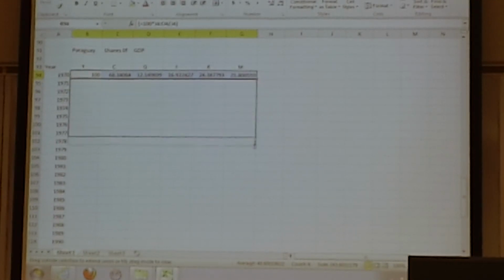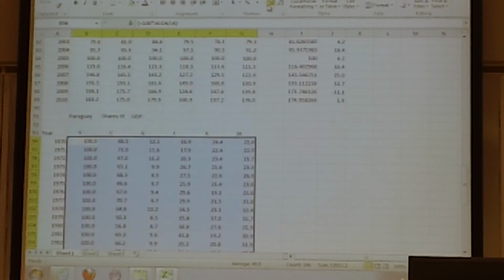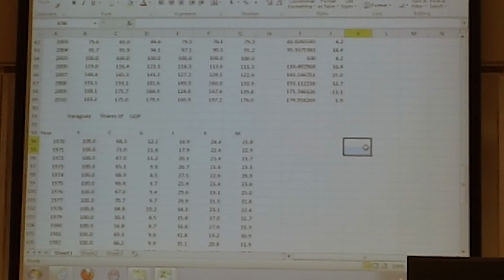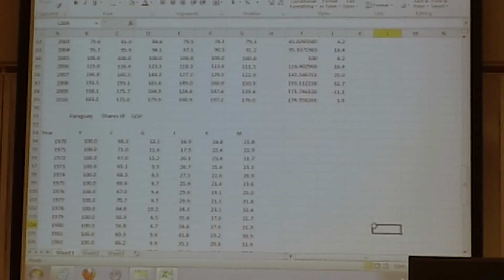Y should always be 100, y divided by y. Now we'll change these. Now, this is always very interesting to look at. You get an idea of what the priorities were in the country.